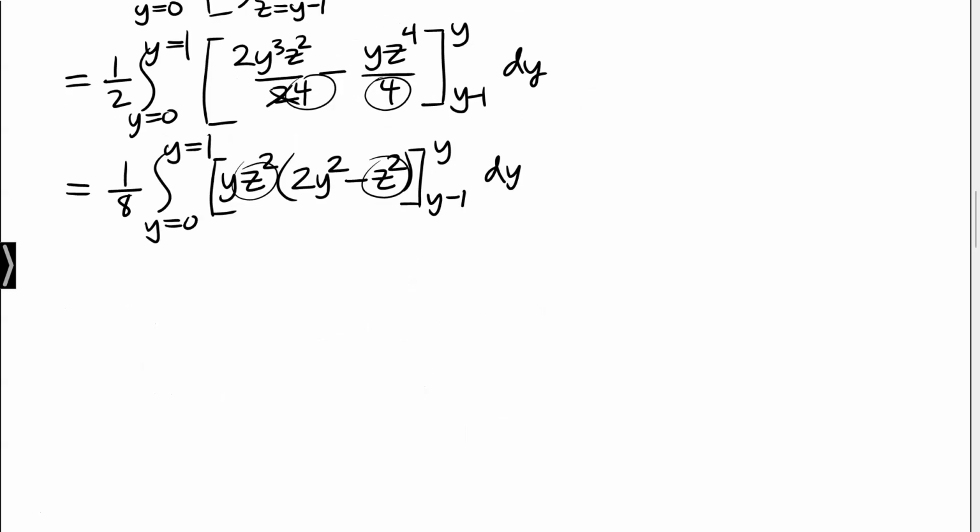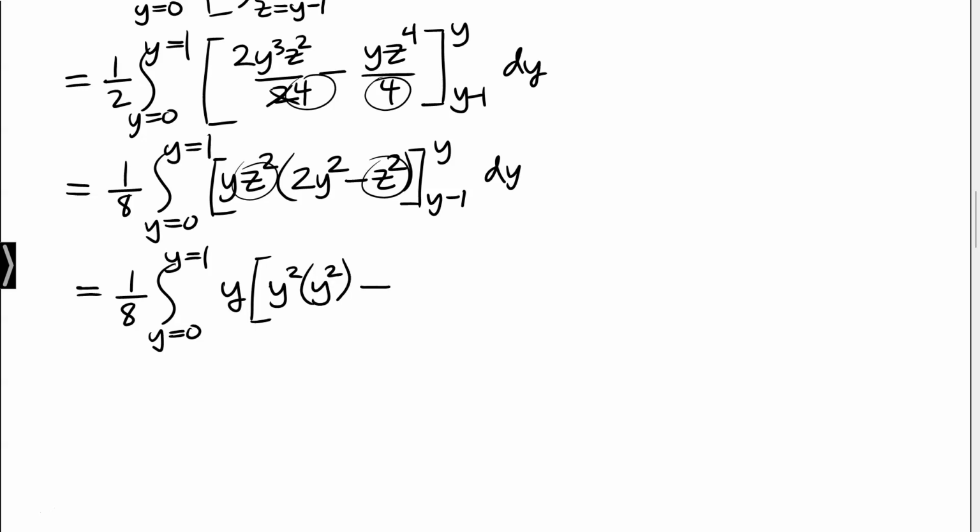Y is a constant here, so that's just going to tag along. So we got y times, and now I actually have to substitute in for z. When I substitute in y, I will get y squared times 2y squared minus y squared, which will be another y squared. So it's going to be y squared times y squared, and then minus y minus 1 squared times 2y squared minus y minus 1 squared.